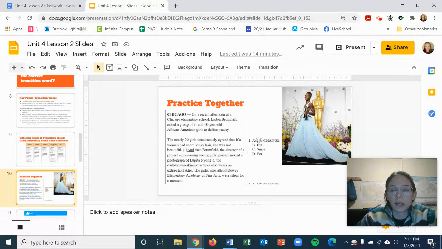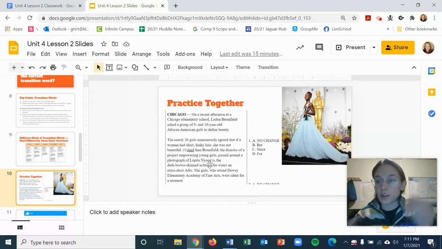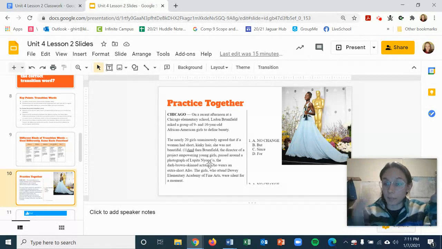So, what do you think is the correct answer? Put your answer in now. And if you said but, you were correct. So, we have a contrasting relationship. The girls agree that short, kinky hair is not beautiful, but then Broomfield passed around a photograph of this beautiful woman who has this short afro, right? So contrasting ideas. They think one thing, but then they're presented with this contrasting evidence that their idea was incorrect.